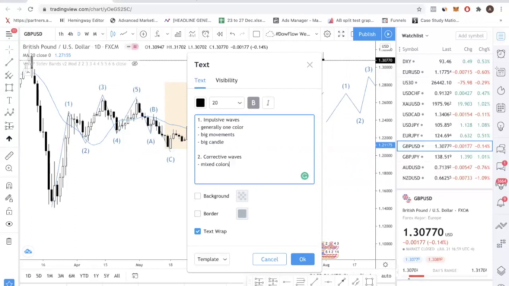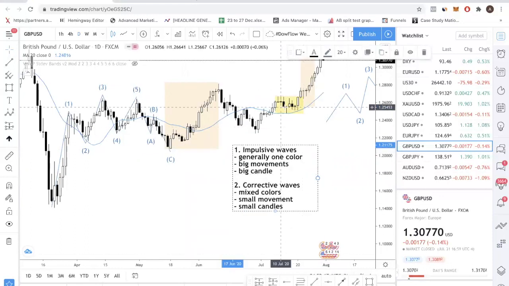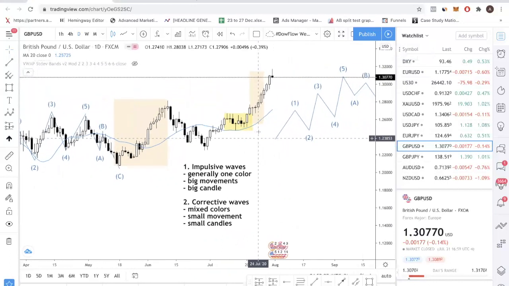You have a white, black, white, black, mixed colors candle. And then you have a small movement, like consolidation. And then you have small candles. So if you look back at the chart, you can see that this is the perfect corrective wave because you have very small candles and a very tight range and tight body. So this is how you use it.